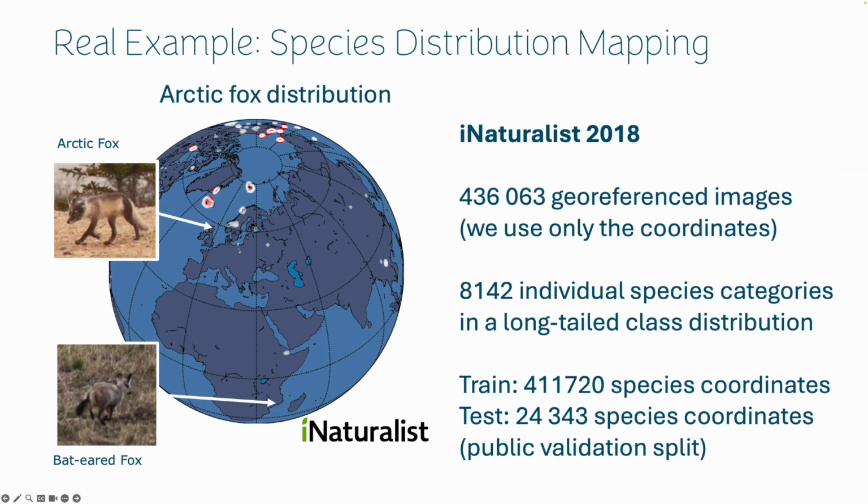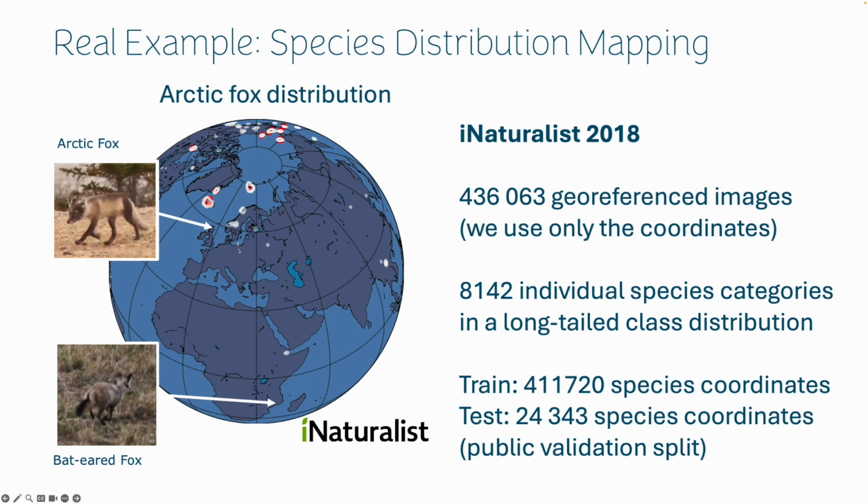And the other application I want to talk about is species distribution mapping, which has been driving this field quite a bit. So one big benchmark data set that is used here a lot is iNaturalist, which is a quite challenging image classification task normally, but it has 430,000 georeferenced images and a very high number of individual species, so 8,000 different categories, which is quite a challenging problem.